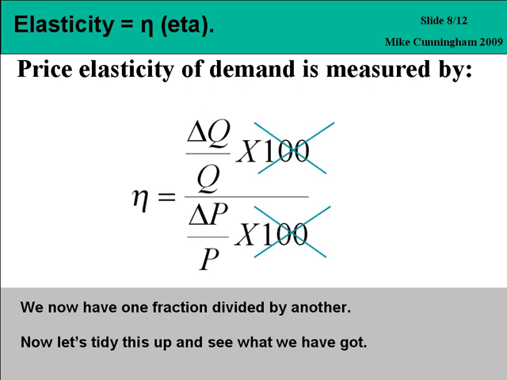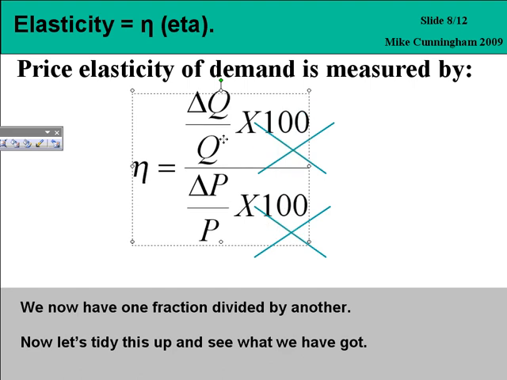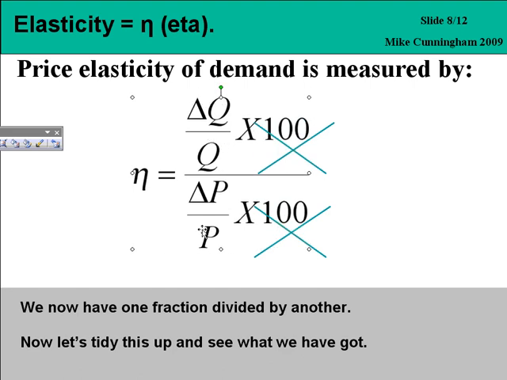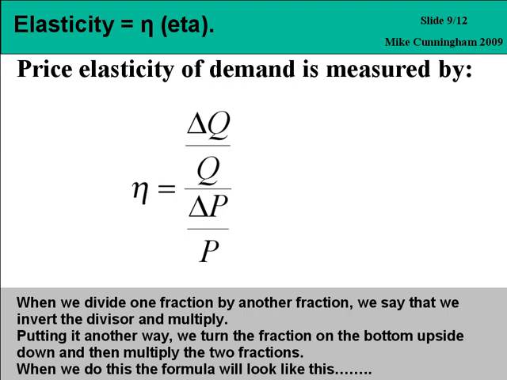100 on the numerator, 100 on the denominator gives us just simply this expression, eta, elasticity of demand, is equal to the fraction, the change in quantity divided by the quantity, all over the change in price divided by the price. So on the numerator I've got this fraction, and on the denominator I've got this fraction here. So that's all I've got. I've got two fractions. I'm dividing one fraction by another.